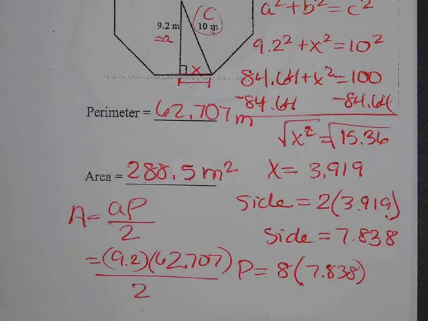Now when you double round, that's when your answers are going to be off a little bit. So make sure you don't round until the very, very end of the problem. And that will change when we do trig.